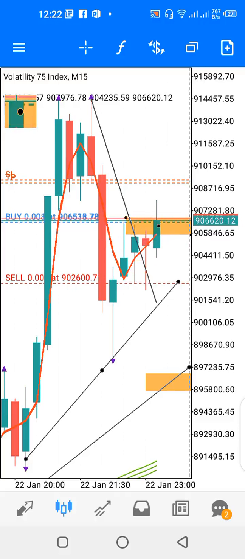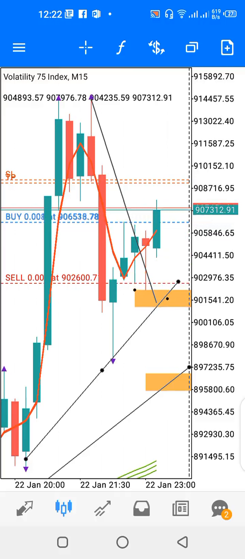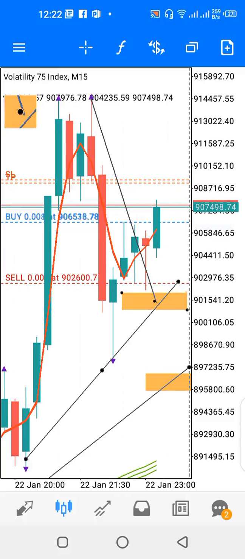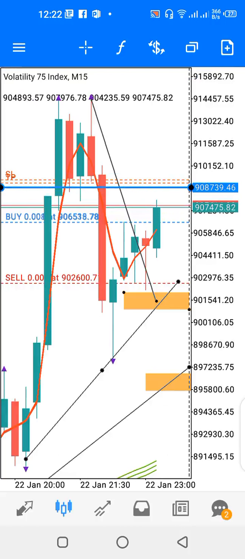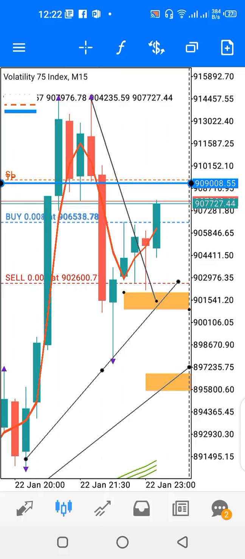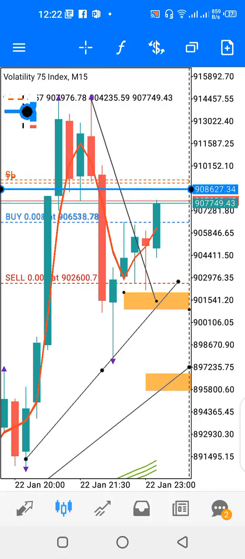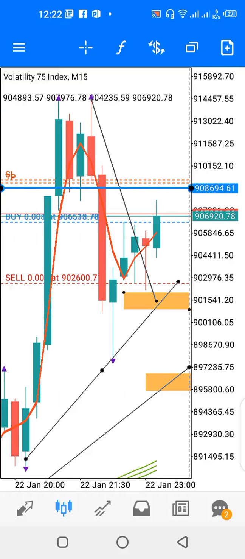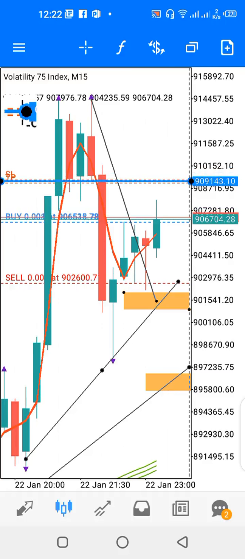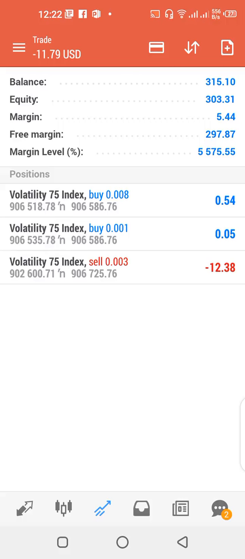We currently have a breakout of this range here. If price gets to this level, I should have break even. Okay, should have break even around here. If price continues up, I have some profit at the end of the day. At break even, I can decide to manually close all my trades, or I can allow it to trigger the take profit so that I can close with some profit. It just depends on whatever I want.